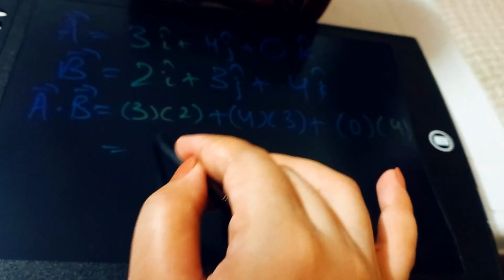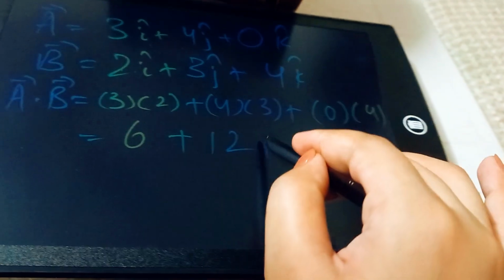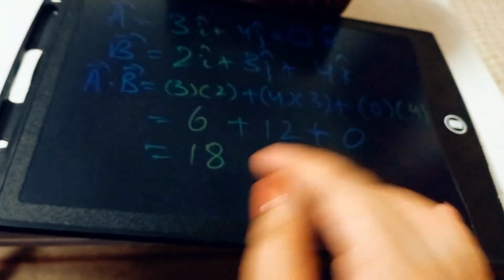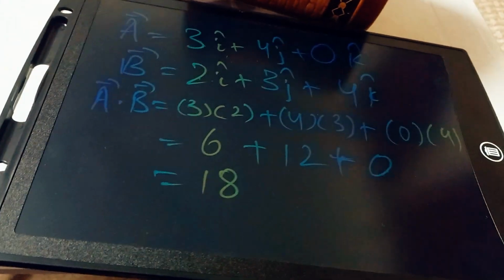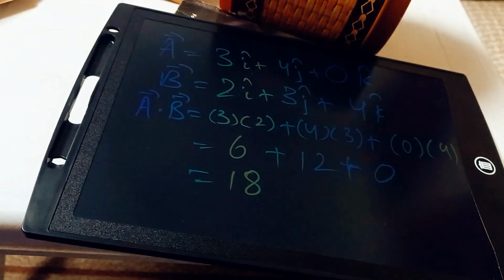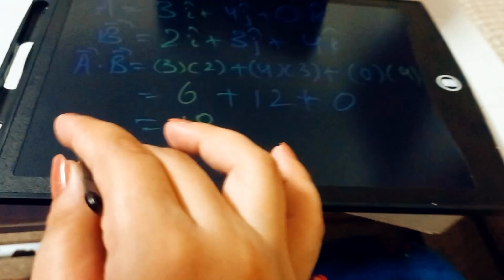So 3 into 2 is 6, plus 4 into 3 is 12, plus 4 into 0 is 0. So 12 plus 6 is 18. So this is the final result. Okay, and yeah, this is how you do it.